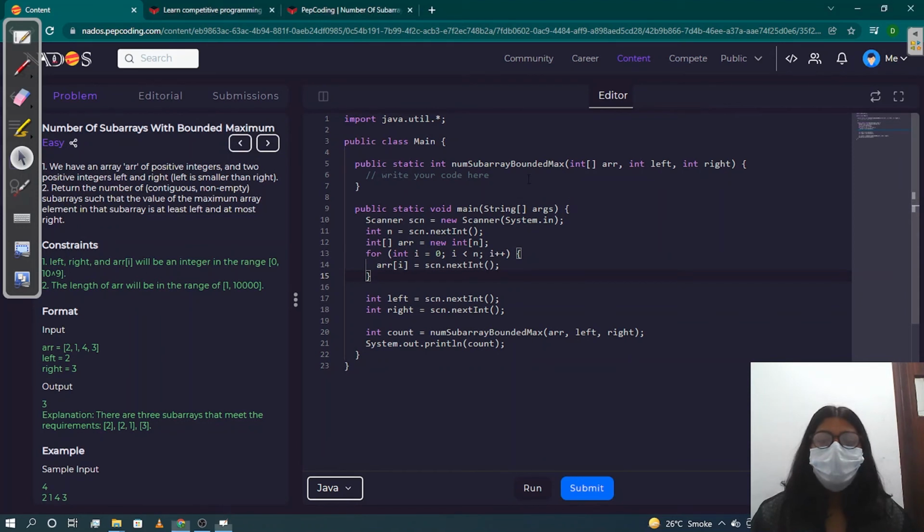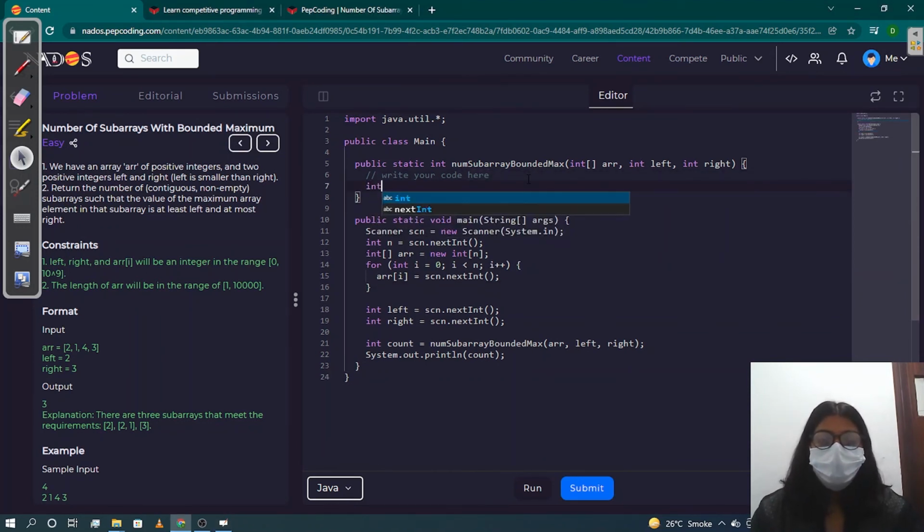Here I will be having two main things: starting index, which is initially equal to 0, ending index, which is also equal to 0, and my count, which is equal to 0, and my previous count, which is equal to 0. And let's calculate my n, which is equal to ARR dot length.